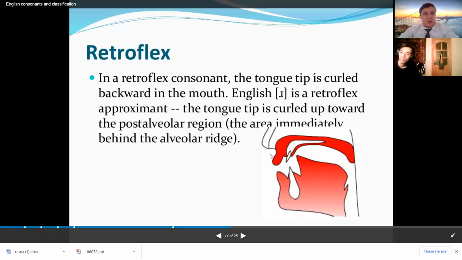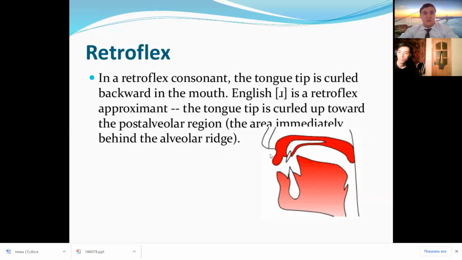Okay, the next one, retroflex. In a retroflex consonant, the tongue tip is curled backward in the mouth. English R is a retroflex approximant; the tongue tip is curled up towards the postalveolar region, the area immediately behind the alveolar ridge. Dear master students, if you are interested in pronouncing the sounds, you can easily practice at home in front of the mirror, observing how your mouth organs move and help you to produce consonants.